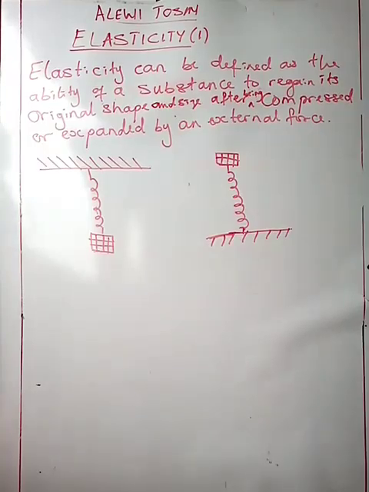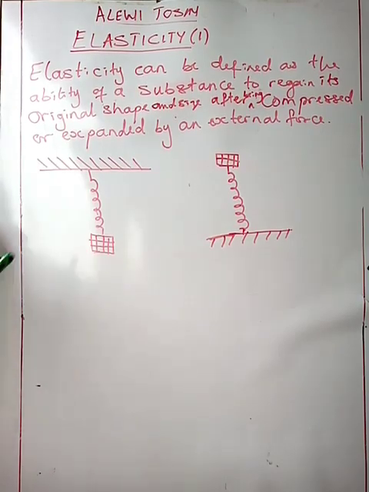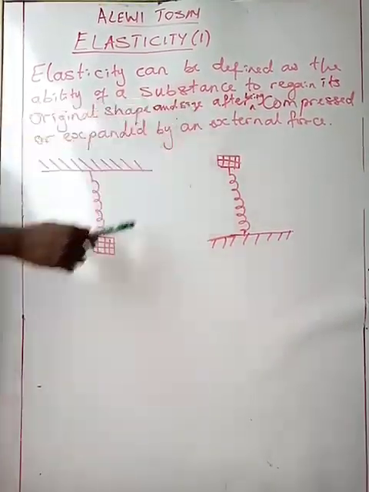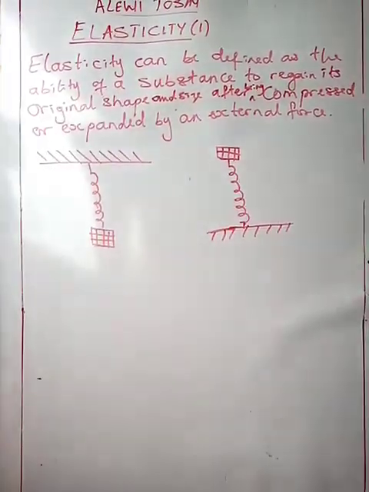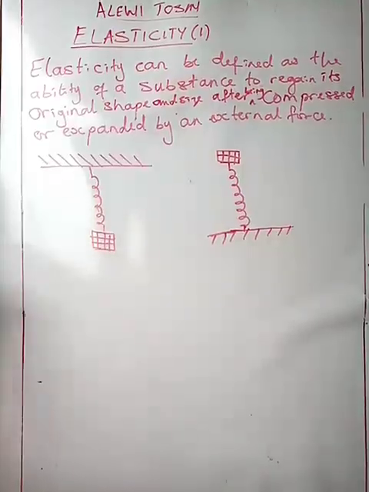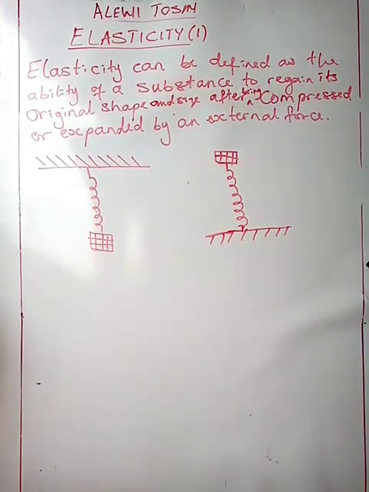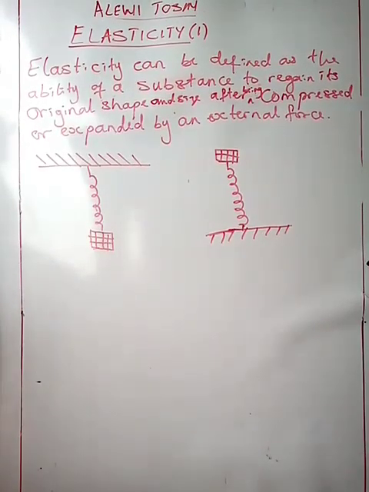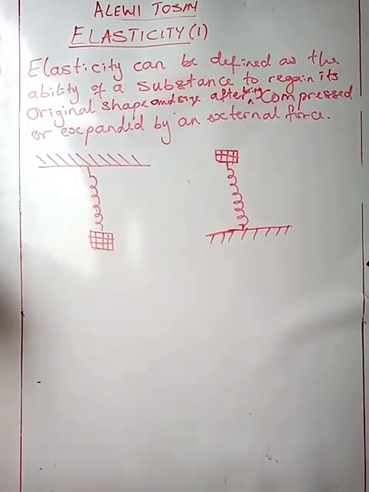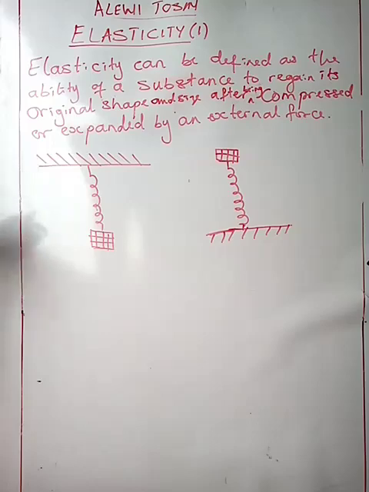We shall be taking elasticity today. What is elasticity? Elasticity can be defined as the ability of a substance to regain its original shape and size after being compressed or expanded by an external force. When an elastic material is compressed or expanded, the ability for the material to return back to its original position after compression or expansion is referred to as elasticity.